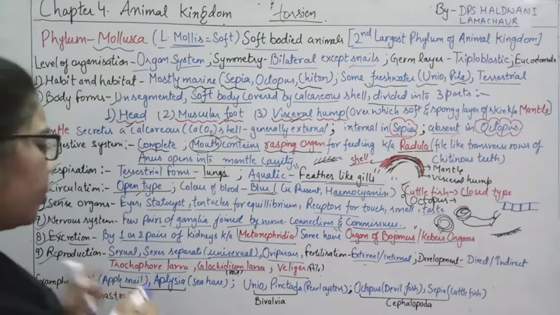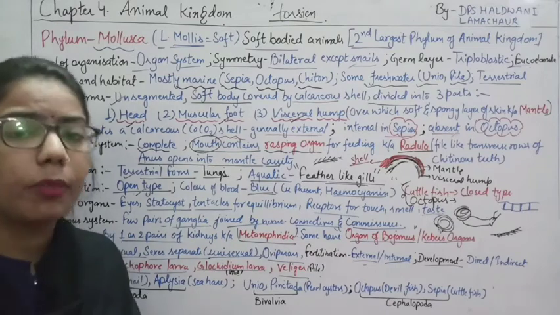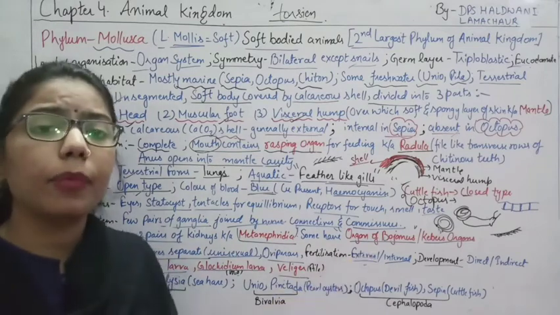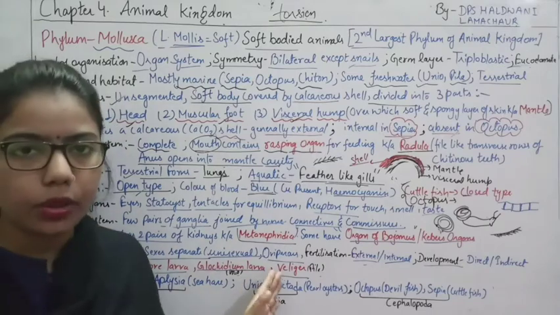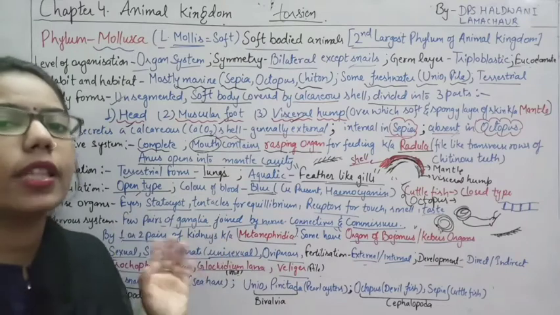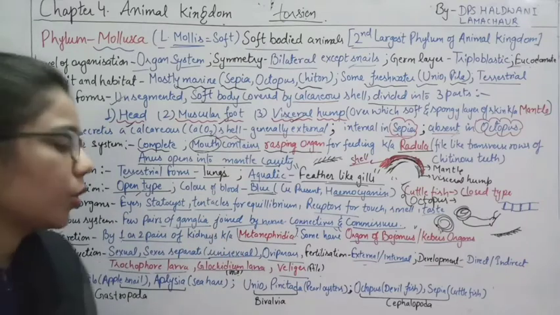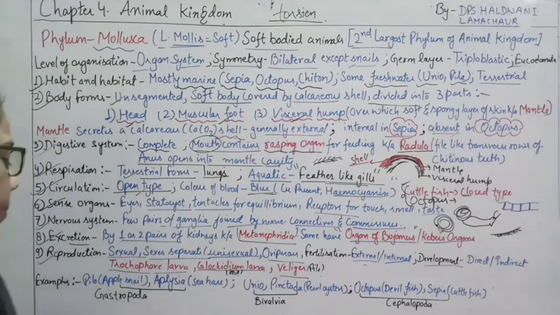So here what you have to do, that if there will be indirect development, there will be formation of a larval stage, and these three larvae are important in case of Mollusca. वैसे तो बहुत सारे larvae हैं, but you have to memorize some important ones. Now coming to the examples here.